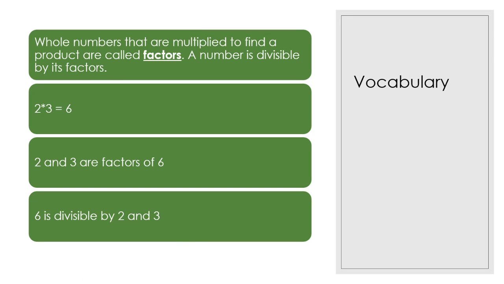So whole numbers that are multiplied to find a product are called factors, and a number is divisible by its factors. So here 2 times 3 equals 6, 2 and 3 are the factors, and 6 is divisible by both 2 and 3.